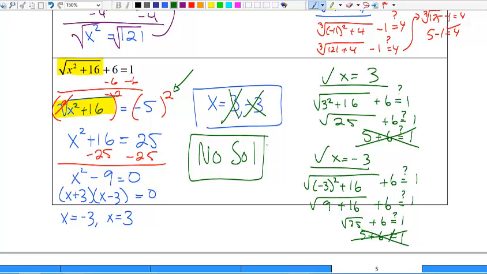Now on the last example, both of the two values worked. On this example, neither of the two values worked. There could be a case where one works and one doesn't, so please be a little bit careful and don't just assume that it's always going to work or always not going to work.